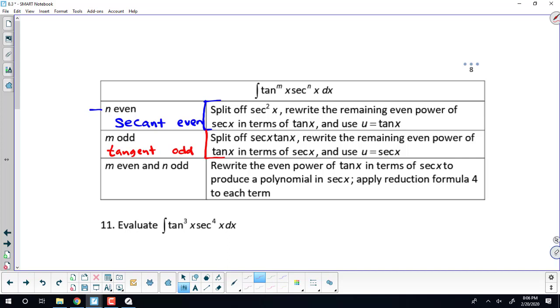If tangent's even and secant's odd, then it says apply reduction formula 4 to each term. So that's something in theory we could do, but since you're not required to remember the reduction formula, you're not going to be dealing with these. So we do not see those. Is the reduction formula in the homework though? Maybe. Yeah, it might give it to you.